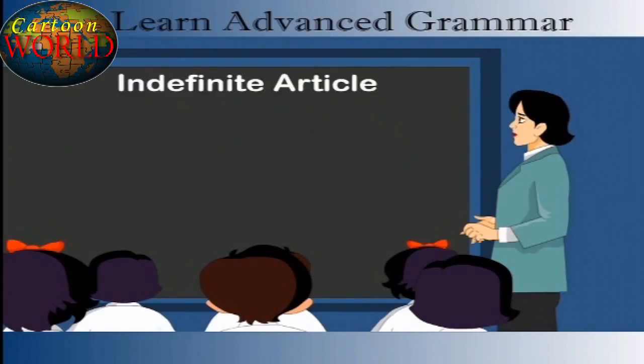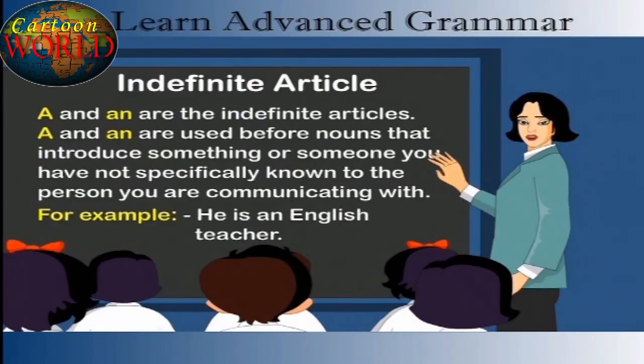Indefinite article. A and an are the indefinite articles. A and an are used before nouns that introduce something or someone not specifically known to the person you are communicating with. For example, he is an English teacher.